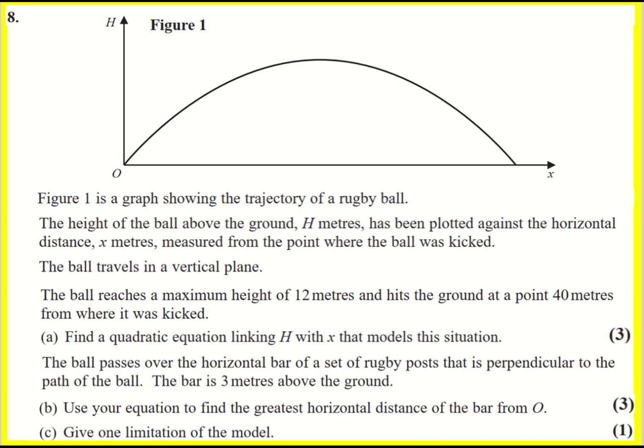And we're asked to find a quadratic equation linking h with x that models the situation. I should just add, we're told that it reaches a maximum height of 12 and it hits the ground at 40. Now, one thing you're expected to know in this question is that a quadratic has a line of symmetry going down from the turning point, and this splits it entirely into two, which means that the maximum is found at 20.